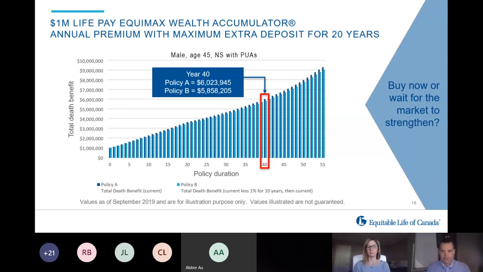Why would I buy this contract now? Why should I wait? Should I wait 10 years? Should I wait 5 years and then buy in when we see interest rates starting to rise? And that comes to having a discussion around where they think interest rates are going to go.